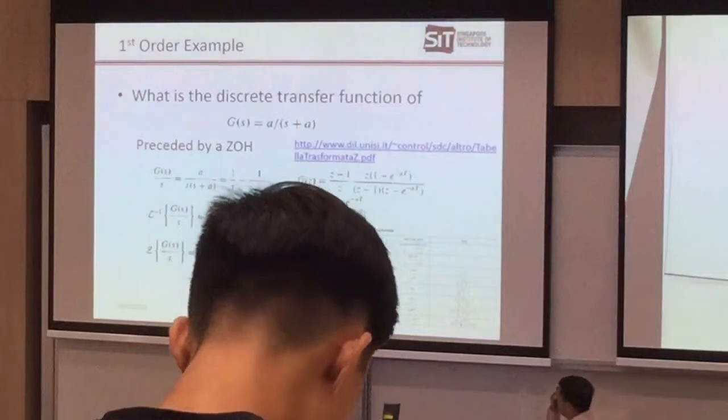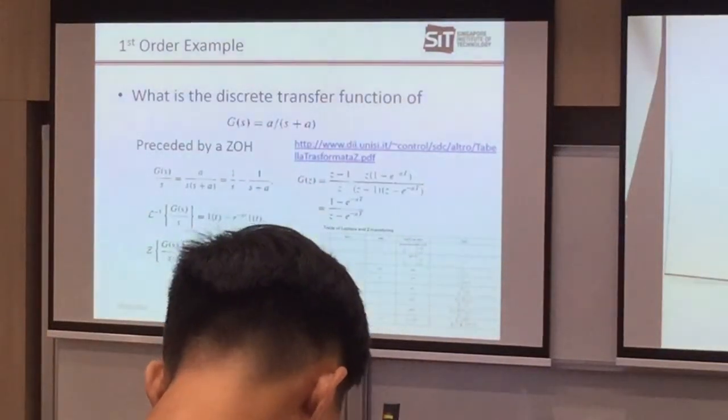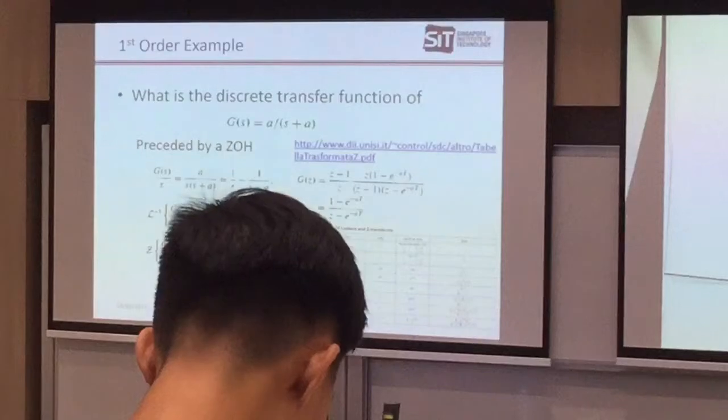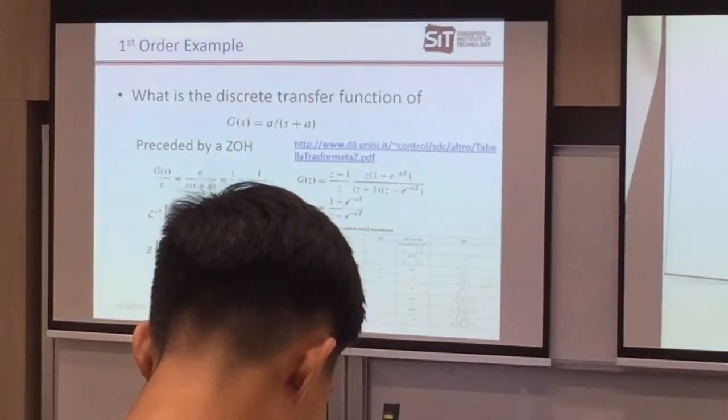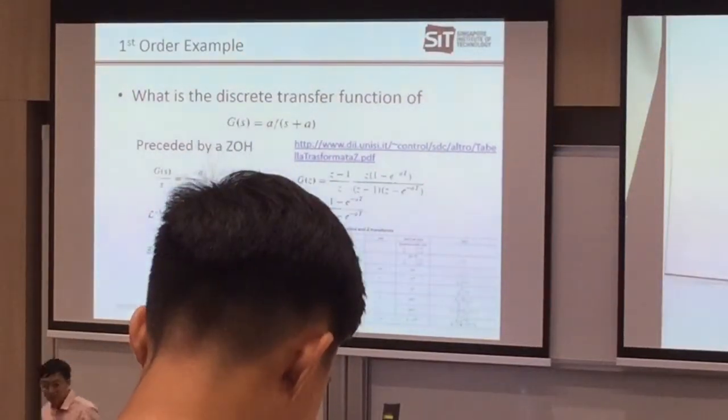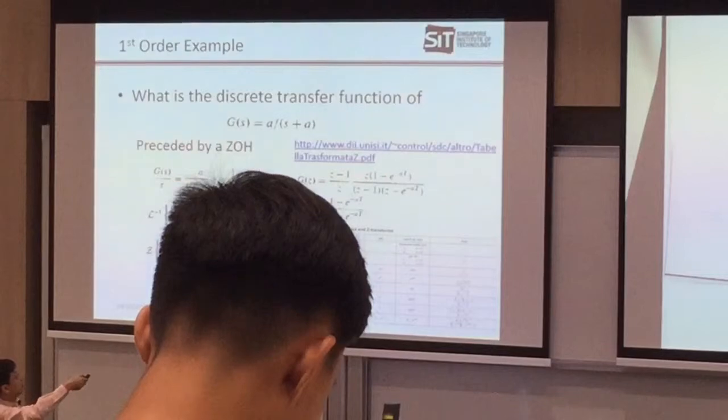So after you apply the corresponding transform, okay, this one is 1 over S, this one is 1 over S plus A. After you get this one, you multiply with your 1 minus z power minus 1, which is this one. So you get this one.